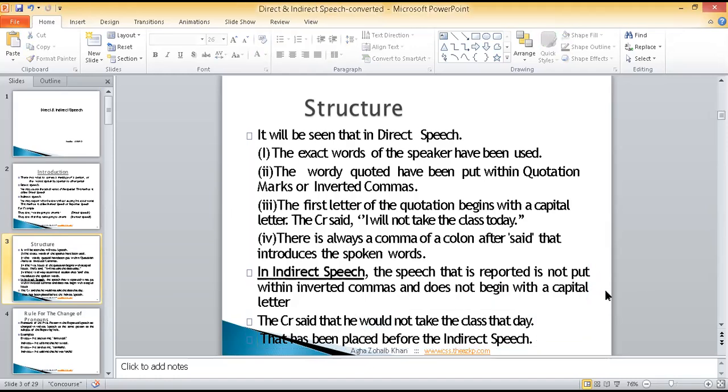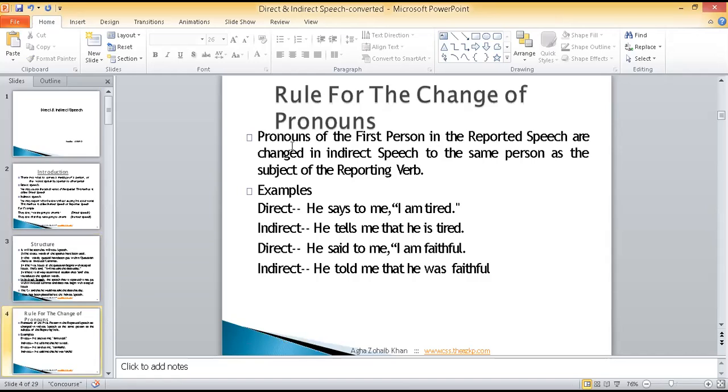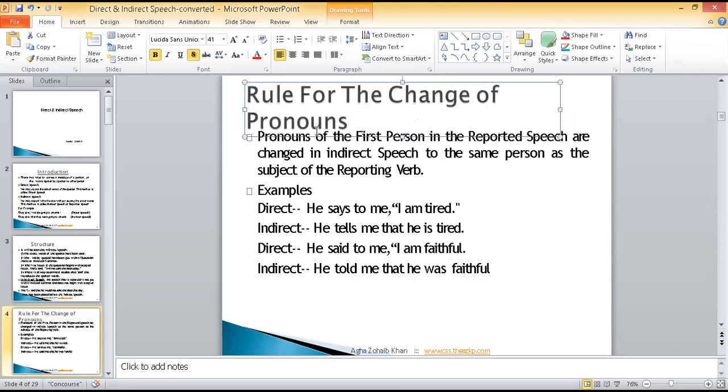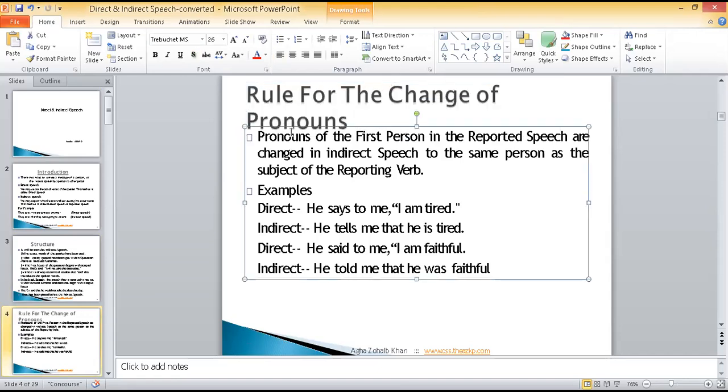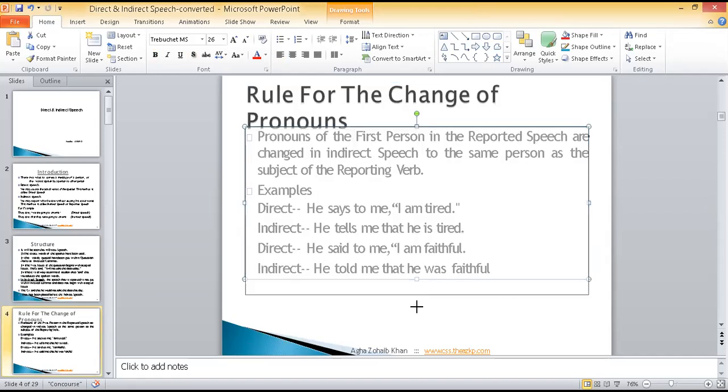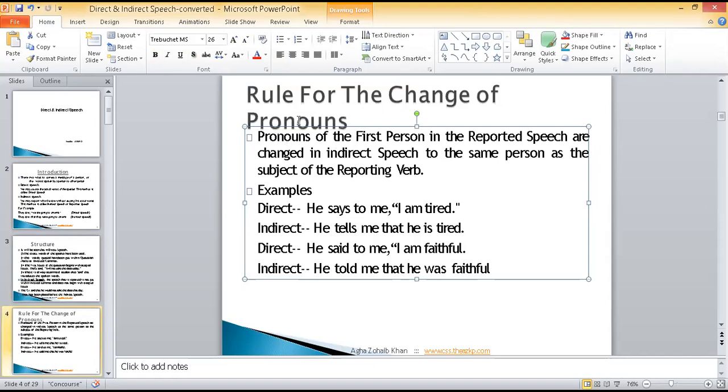Okay, let's come to the next one. Now, we'll be keeping in mind the rules of direct and indirect speech. What are the rules that we need to understand? Rules of changing from direct into indirect speech. Let's see and understand how it is. Okay, pronouns of the first person in the reported speech are changed in indirect speech to the same person as the subject of the reporting speech.